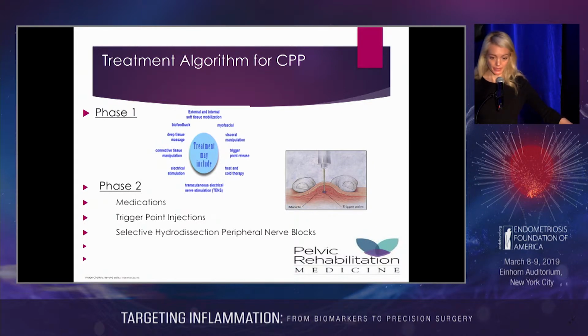So, the treatment algorithm for chronic pelvic pain when patients come to see us: if they haven't had a proper excision surgery for the endometriosis, we'll guide them to that and treat them either pre or post-op, depending on the situation. In addition, we start with pelvic floor physical therapy, and then there's an IRB-approved protocol that I created that is essentially external ultrasound-guided trigger points and hydrodissection peripheral nerve blocks.